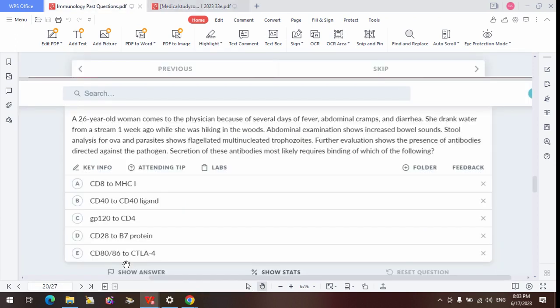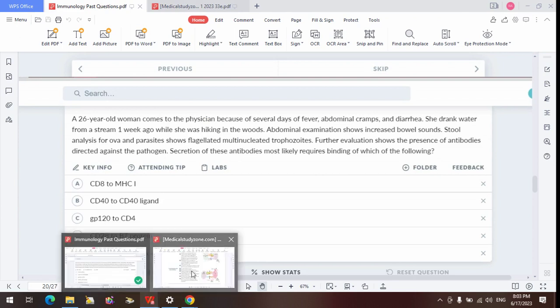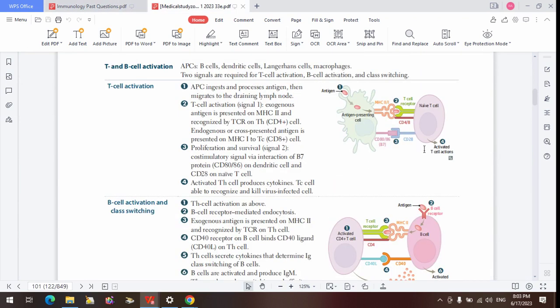Then in option D, CD28 to B7. So that's the co-stimulatory signal that we've talked about. That's the one I showed you, where the antigen presenting cell is activating the T cell. That's the second signal, the co-stimulatory signal. It's just reinforcing what you have initially, which is your MHC II with your T cell receptor. So there's another interaction, your co-stimulatory signal, between your B7 on your antigen presenting cell and your CD28 on your T cell. All of them are working together to activate your T cell.